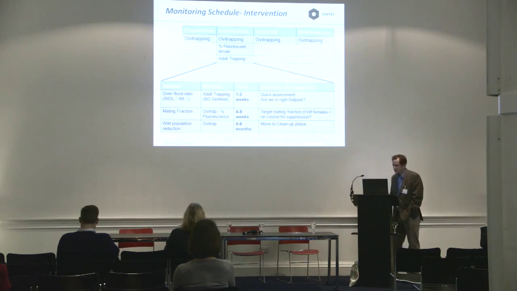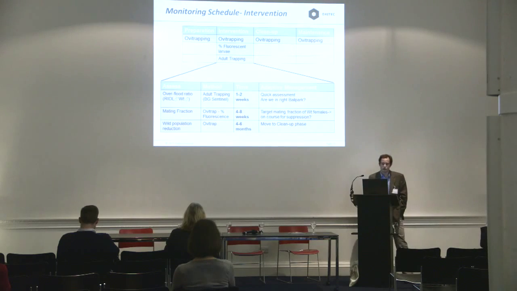Just to break that down a bit further, in a program we'd rely on ovitrapping for all the phases. And it's only during the intervention phase when there's a lot going on and you need to have the adaptive management I was talking about, that you would have more intense monitoring. So during this phase, you'd have the adult trapping. Now, adult trapping is much more expensive, so it's not practical to use adult trapping throughout the whole program. And adult trapping would concentrate just on this phase.